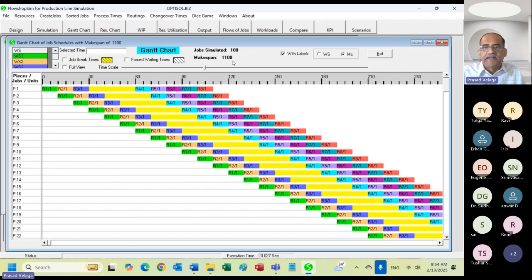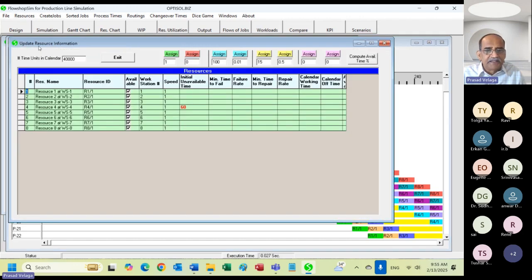Now the makespan increased from 1070 to 1100. It increased by 30 minutes, the same amount as the initial waiting time. So how can we recover this loss of time? The only way you could recover this loss of time in completing all the workload is by increasing the speeds of machines R4 to R8. So let me go and increase the speeds, for example by 10%. I have to increase for all of them so that they can catch up with the initial machines.